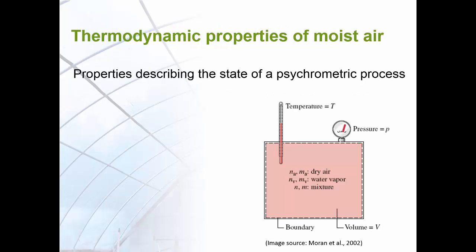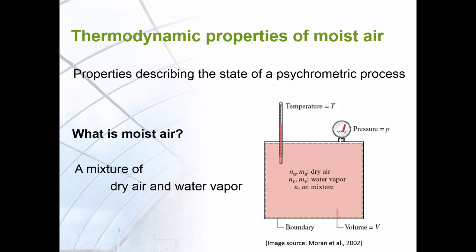Thermodynamic properties of moist air describe the state of a psychrometric process, and when we talk about moist air, we define a mixture of both dry air and water vapor. Here I would like to point out that almost all air we encounter is considered moist. That means it contains some amount of moisture in the form of water vapor.